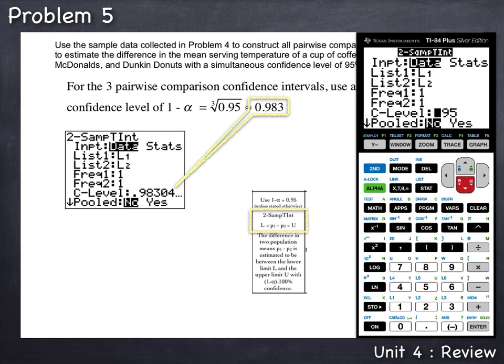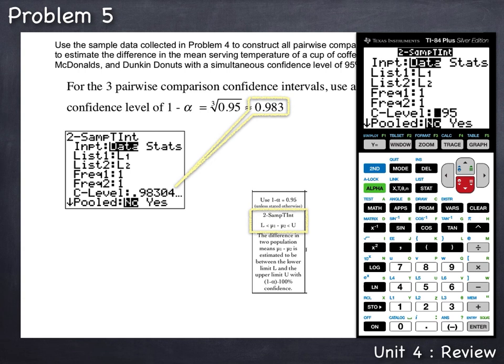So now we down arrow with the blinking cursor next to C-level, and this is where we enter the confidence level for this individual confidence interval we're about to construct. Since we're going to be constructing 3 different confidence intervals, to have an overall simultaneous confidence level of 95% or 0.95, we need to do each individual confidence interval at the cube root of 0.95.